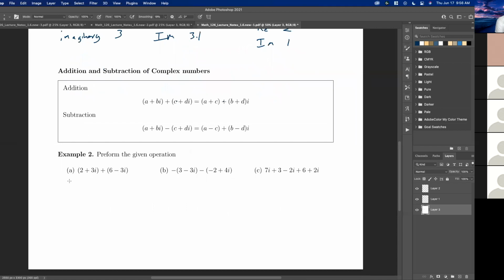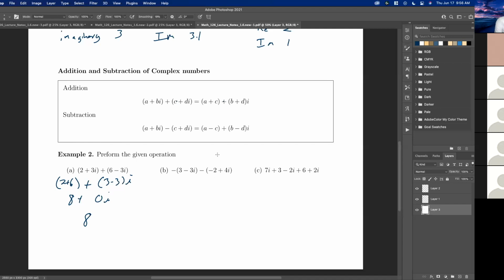So I'll have 2 plus 6. I'll be a little pedantic for a second. And then here I'll have 3 minus 3, so 3 plus a negative 3, i. So 2 plus 6 becomes 8. And the 3 minus 3 is 0i, or you can just leave it as 8.